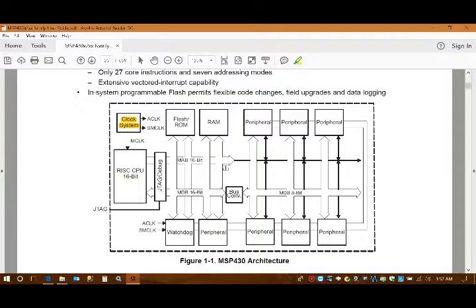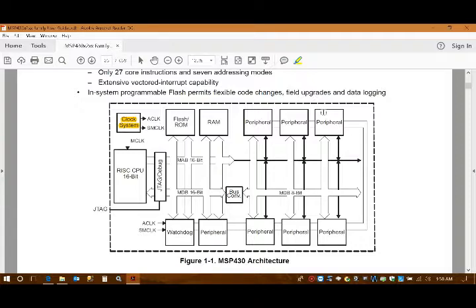Next I come to LFXT1CLK, that is the low frequency clock. This clock can be operated using a 32.768 kHz crystal, the small ones, or you can also use a proper 16 megahertz crystal. So this LFXT1CLK module can operate in a higher frequency mode and a lower frequency mode. All these configurations need to be done using the registers, which I will cover in the next session, because first I want to give you the overview and then I will go into configuration, right?